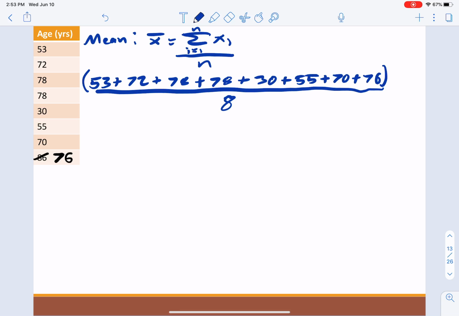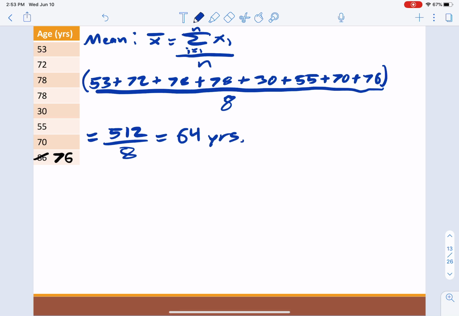Fast forward through all of this. 72 plus 78 plus 78 plus 30 plus 55 plus 70. Yeah, okay. No, wait. Gosh, I'm going to do this all over again. Again, you have the technology here to fast forward, which I recommend that you do, or use this time. Okay, cool. So that equals 512 divided by 8, which is 64 years old.